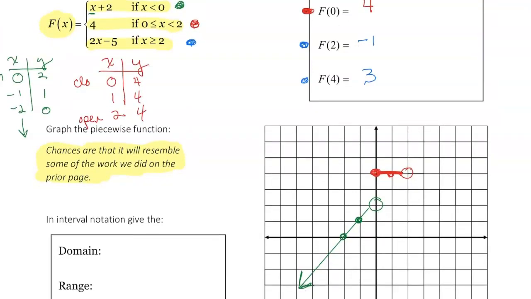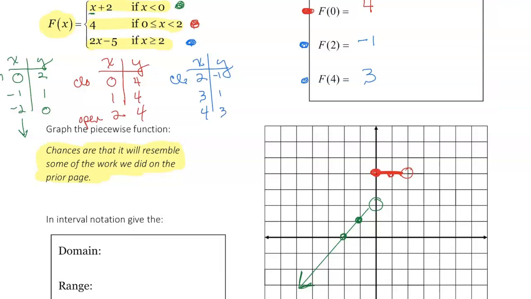And for blue, what I have is a need for a little t-table. So here's the t-table. And these numbers are going to be 2 and greater. 2, 3, 4. That's plenty. This is going to be closed at 2. And if I put a 2 in, I get 4 minus 5 is a -1. If I put a 3 in, I get 6 minus 5 is a +1. I put 4 in. 4 times 2 is 8. 8 minus 5 is 3.